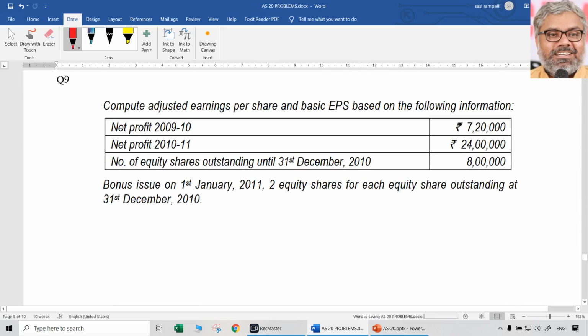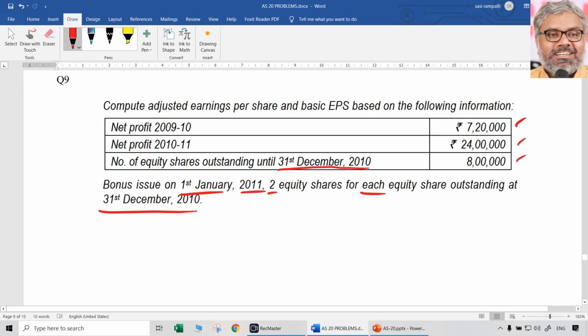Question number 9. Compute adjusted EPS based on the following information. Adjusted EPS will be for the last year 7 lakhs 20,000. For the current year it is 24 lakhs. The number of equity shares outstanding until December 31st, 2010 were 8 lakhs. A bonus issue happened on 1st January 2011: 2 equity shares for each equity share outstanding at 31st December 2010.